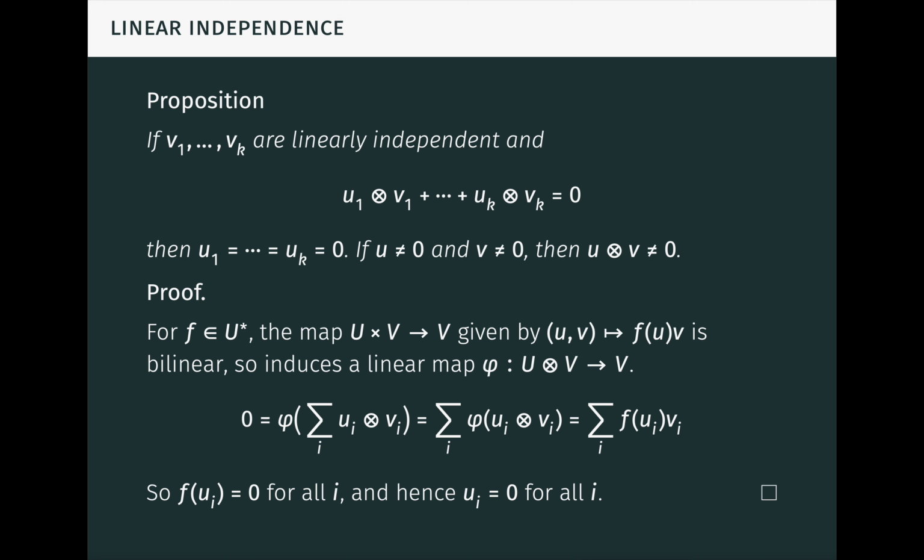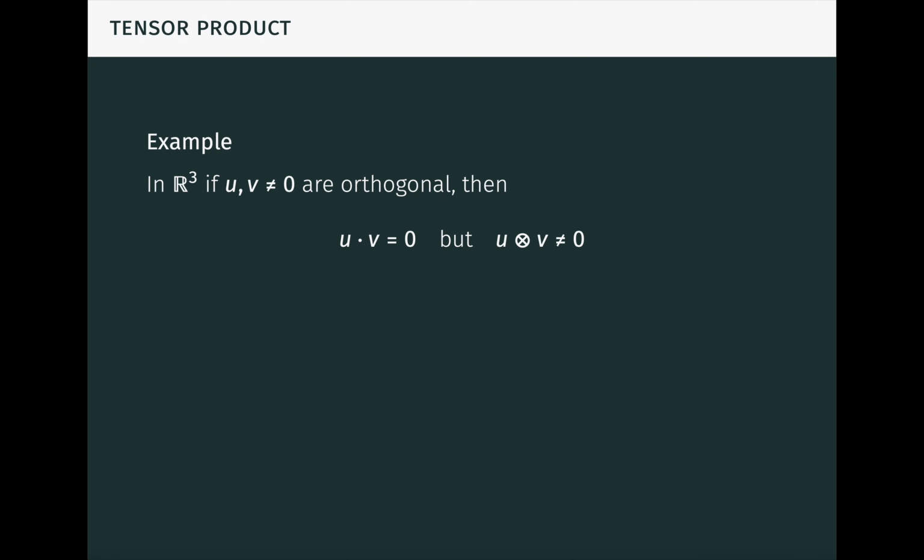Notice how the map phi reduces the problem from the general tensor product space U tensor V to the specific tensor product space F tensor V, where, as we noted, the result is immediate. This result gives us more insight into what is and is not a tensor product. For example, in R3, non-zero orthogonal vectors have 0 dot product, but non-zero tensor product. So the dot product is not a tensor product.